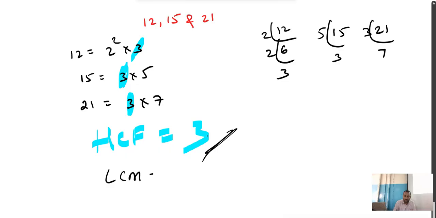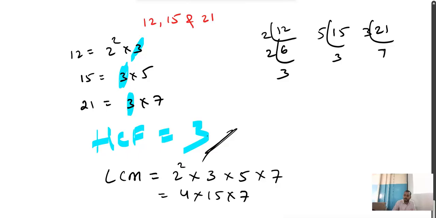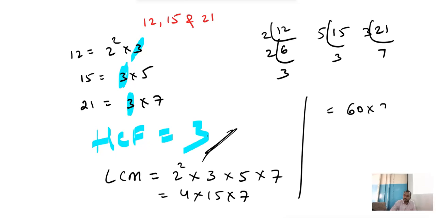Then what did they ask? LCM also, right? So LCM, 2 how many times maximum? 2 times only. 3 how many times maximum? 1 time only. 5 how many times maximum? 1 time. 7 how many times maximum? 1 time. 2 square is 4. 3 5s are 15 into 7. Then 15 4s are 60 into 7, 420 is the LCM. Understood? Whether they ask two integers or three integers, we are supposed to find the HCF and LCM in the same order.